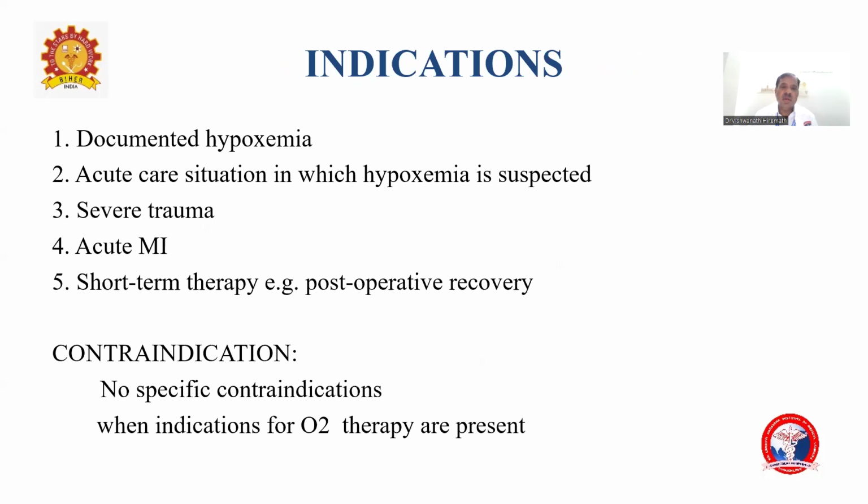Indication: documented hypoxemia, PaO2 less than 55 mmHg. Acute care situations in which hypoxemia is suspected: severe trauma, acute myocardial infarction, short-term therapy in the postoperative period. Contraindication: there are no specific contraindications when the indications for oxygen therapy are considered on a judgment basis.